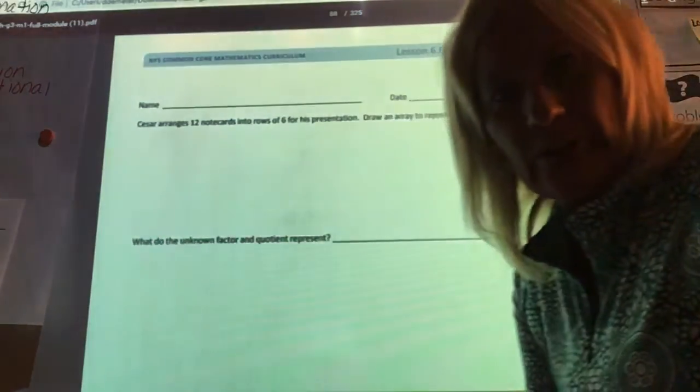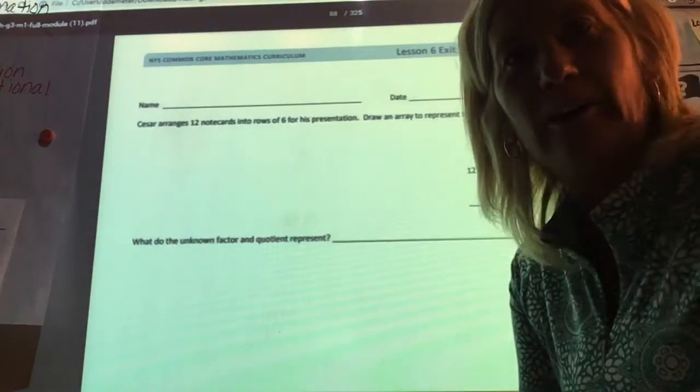Hello, boys and girls. It's a little dark in here because I think you can see the screen a little better when I have the light off a little bit more.